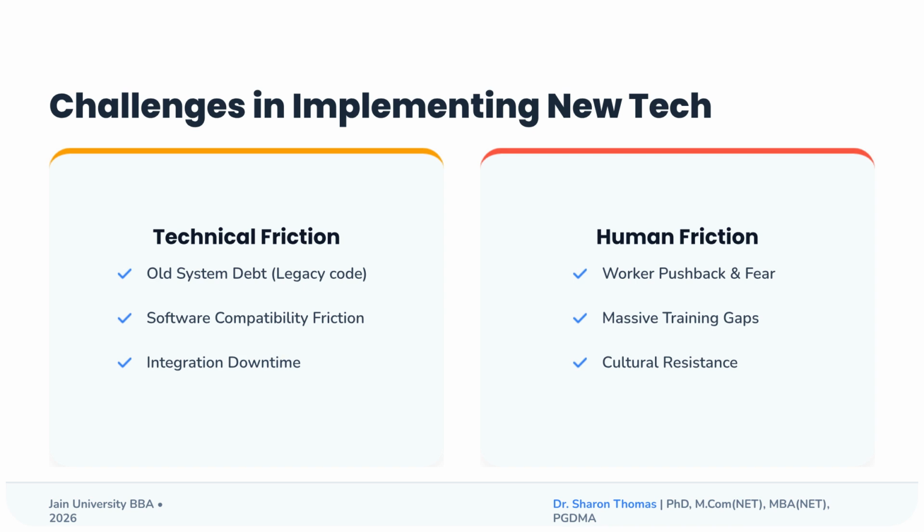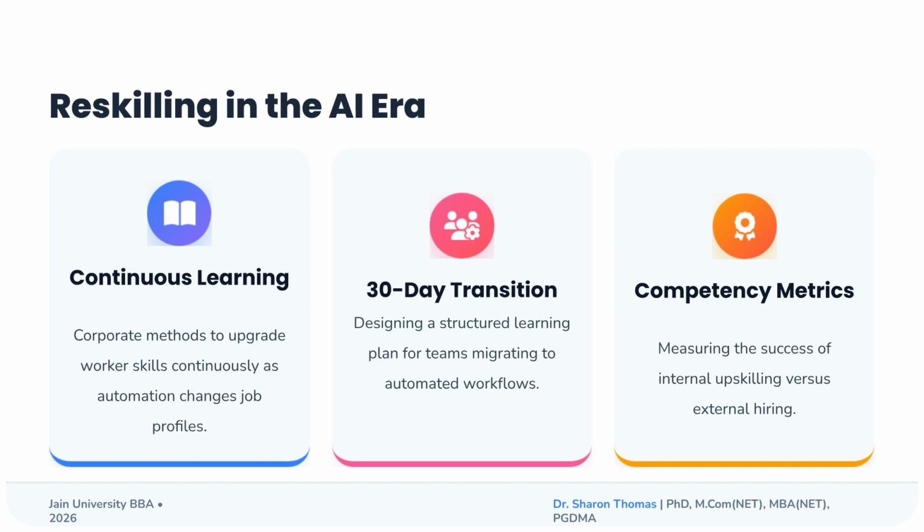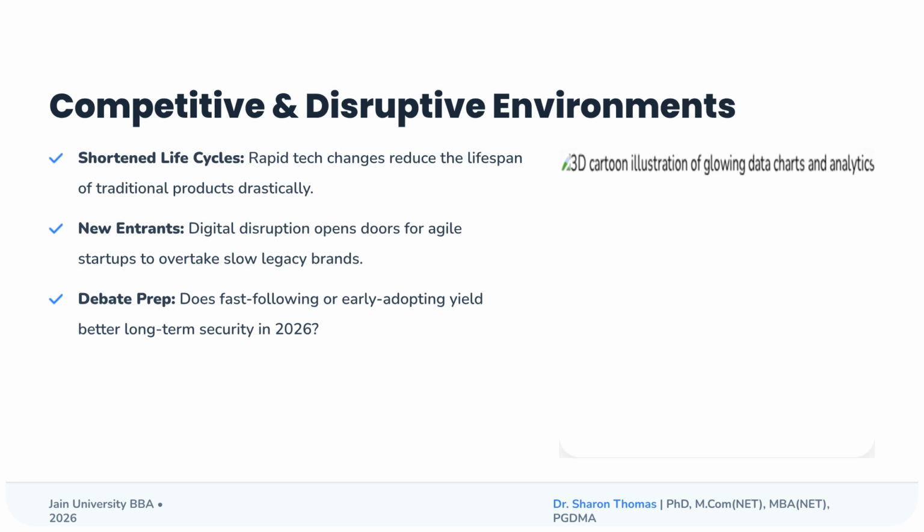Implementing new technology often leads to challenges, characterized by both technical friction, such as legacy code, and human friction, including cultural resistance and training gaps. To thrive in the AI era, organizations must prioritize continuous learning, implement structured 30-day transition plans for teams, and establish clear competency metrics. Competitive and disruptive environments are defined by shortened product life cycles and the emergence of agile startups. Organizations must decide between fast-following or early-adopting strategies.